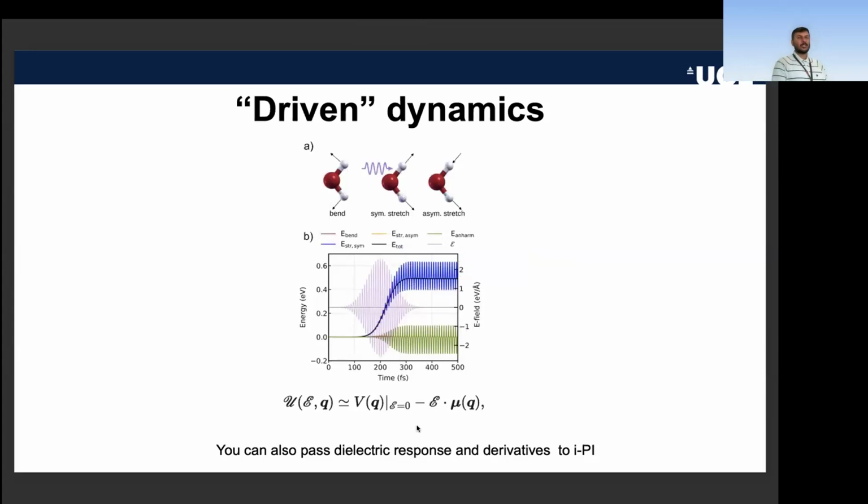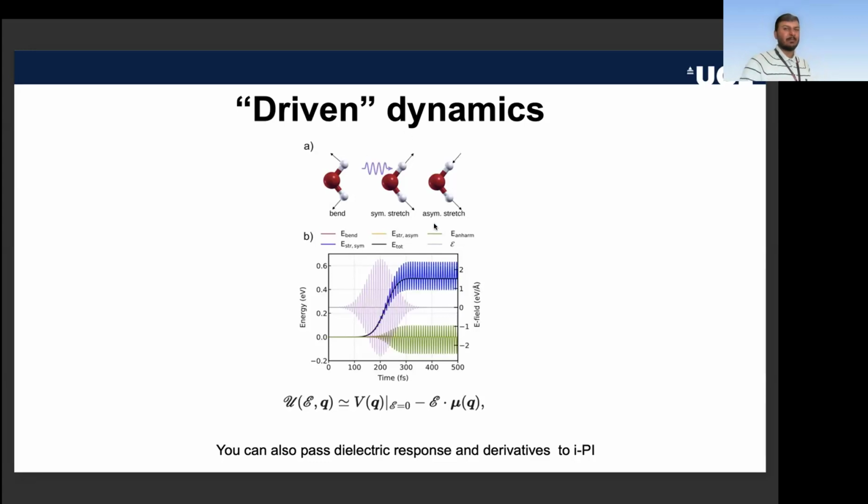Another thing we can do is not just pass energies and forces, but from MLIPs, you can also pass the electric fields and the dielectric response of the system. So if you also learn the dipole moment, and in PyTorch, if you use MACE, you will also have access to its derivative. That is also something you can pass through i-PI.